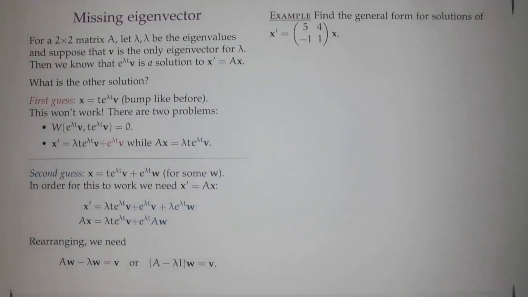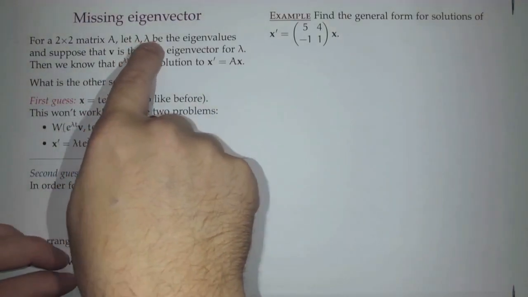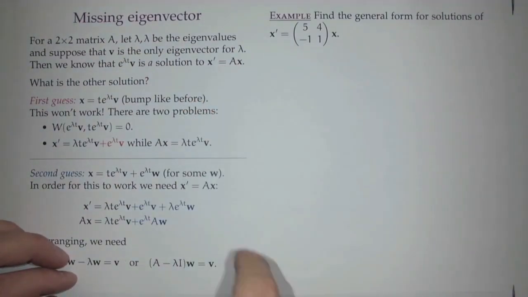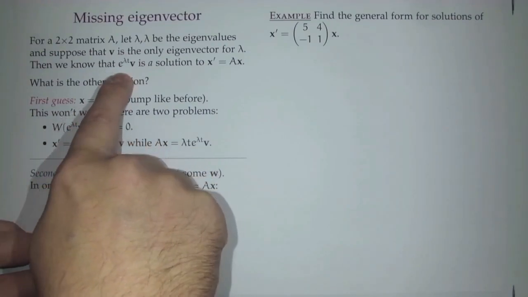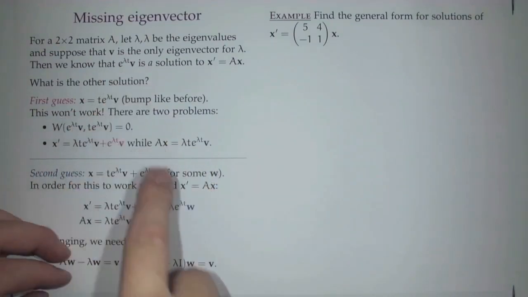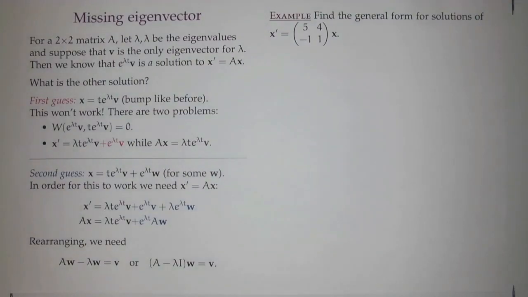So talking about, say, a 2 by 2, doesn't really matter. But we have lambda as a repeated eigenvalue, and there's only one eigenvector for lambda. Like, okay, great. Well, once you have an eigenvalue-eigenvector pair, there's our eigenvector, there's our eigenvalue, you have a solution. So we know e to the lambda t times v is a solution. Great, we know that. What's our second solution?